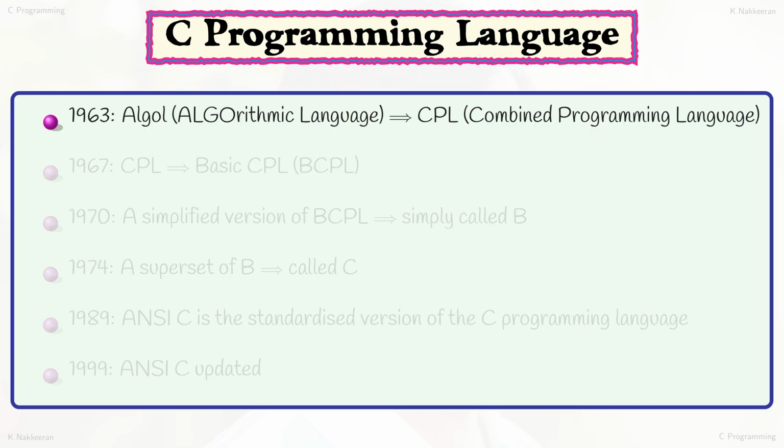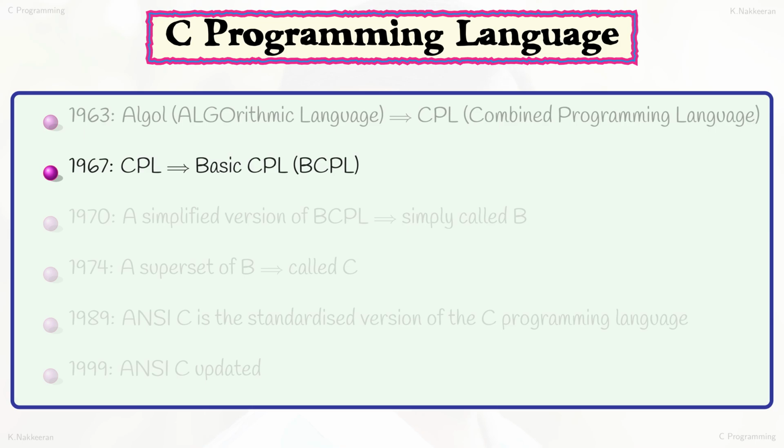C programming language. In 1963, a practical version of ALGOL, algorithmic language, was developed at Cambridge University and the University of London, called Combined Programming Language, in short, CPL. In 1967, a simplified version of CPL, called Basic CPL, in short, BCPL, was constructed by Martin Richards, also at Cambridge University.